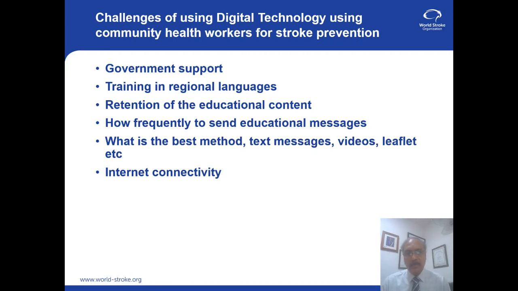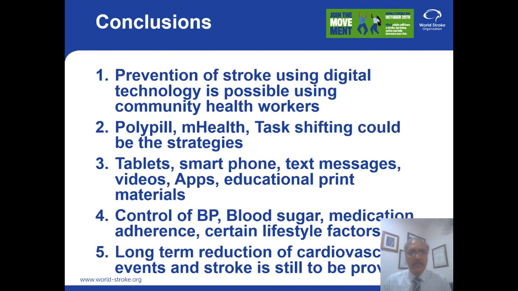Another important challenge is the retention of educational content, whether they are able to retain what has been taught, and how frequently we can send these education messages, whether text messages, videos, or education leaflets. And what is the best method? From the SPRINT trial, what we found from the process evaluation is that videos are better and more acceptable compared to text messages. The most important thing is internet connectivity if you're using digital technology. So in conclusion, prevention of stroke using digital technology is possible using community health workers.